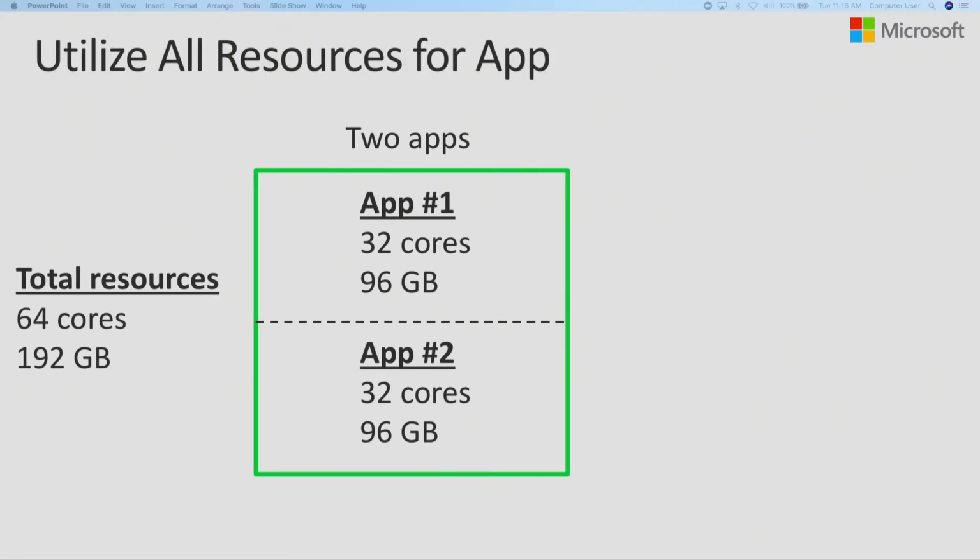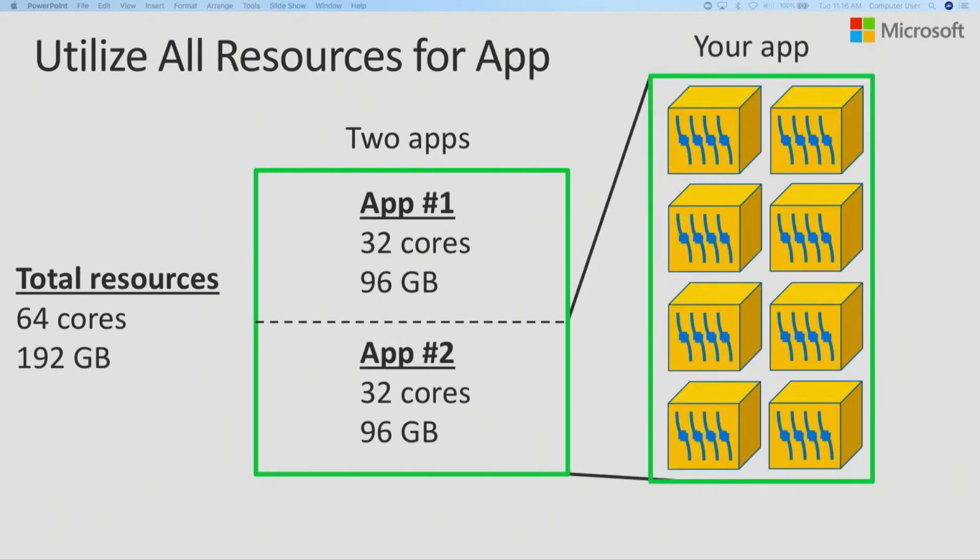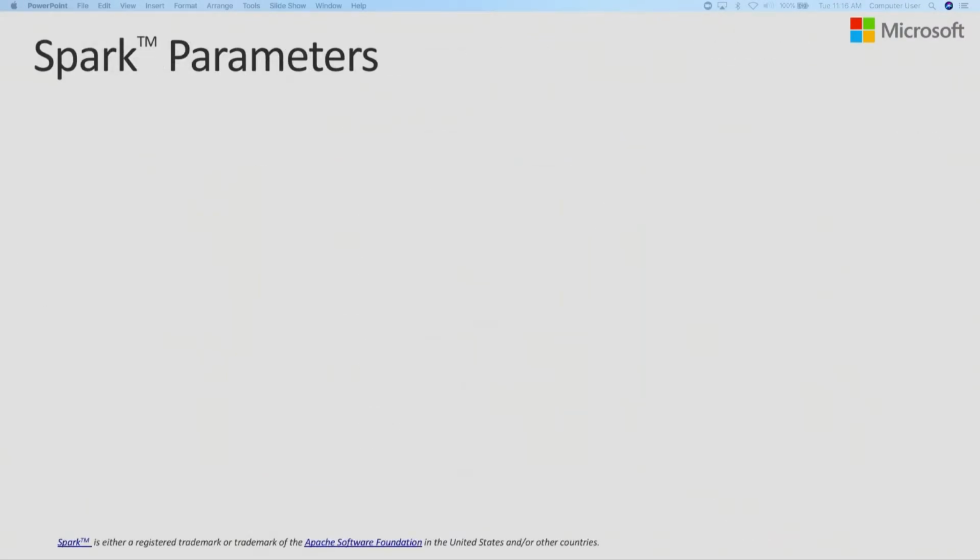What we want to do is utilize all the resources and make sure that for our app, we're creating the right number of executors with the right amount of memory per executor and the right number of cores to maximize the usage of our resources. What we can change here is the size and the count of how many executors we have. We'll dive a little deeper into what that means.